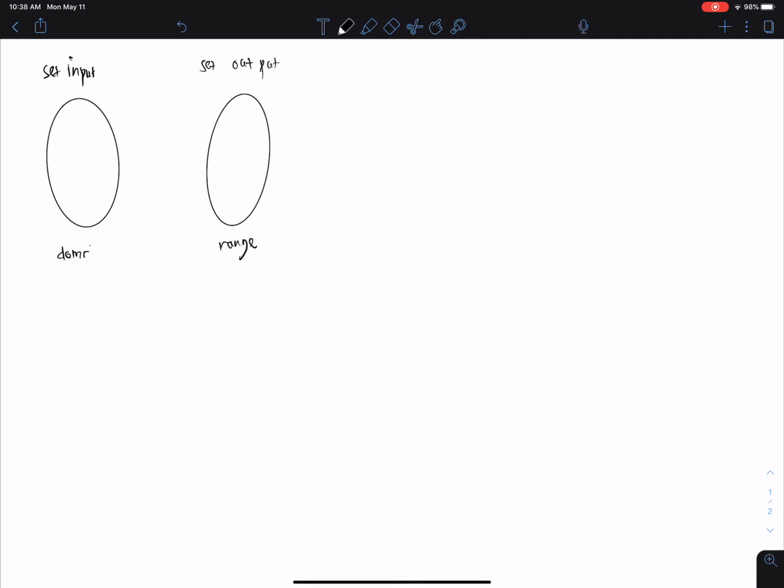This is the domain, and the set output is called the range. So the set input is all possible values that can be the input, and the set output, or range, is all the values that are possible to be the output based on the relation itself.